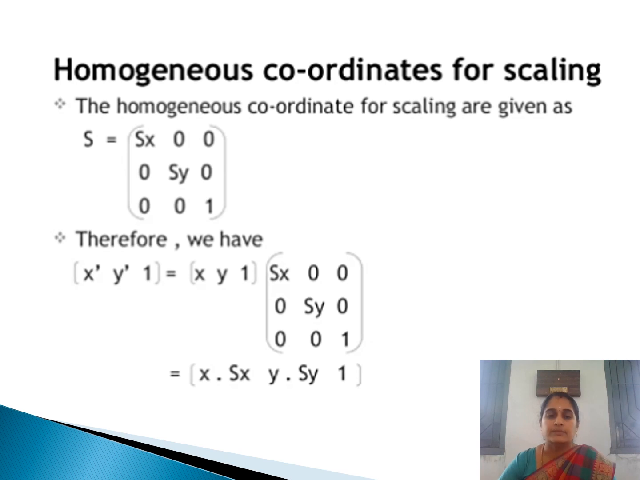This is the matrix representation of homogeneous coordinates for scaling, and this matrix is also converted to a 3 by 3 matrix by adding one row and column for the homogeneous coordinate. Sx and Sy are the scaling factors. The last diagonal one represents the homogeneous coordinate.